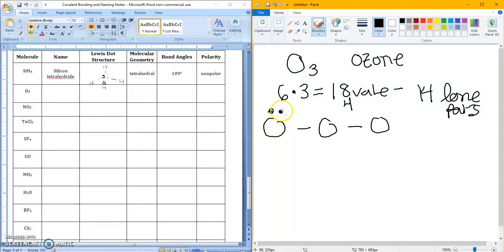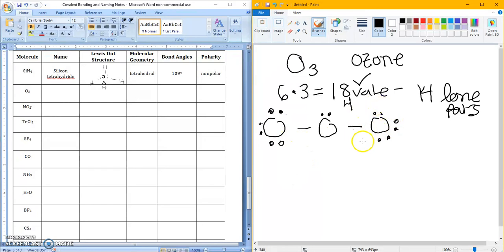So I'm going to do 2, 4, 6, 8, 10, there we go, 12, 14, 16 in the bonds, and then 18 on top. Alright, so in the bonds I have 4, then 6, 8, 10, 12, 14, 16, 18 on the sides. Total of 18, check, done. Used all my valence electrons. Next thing I need to do is I need to check for stability.